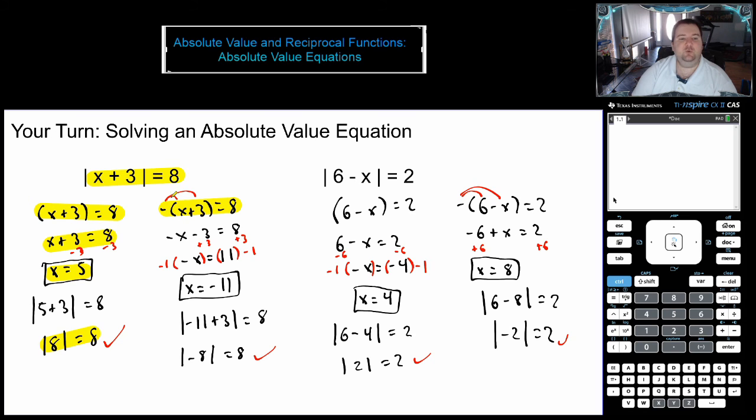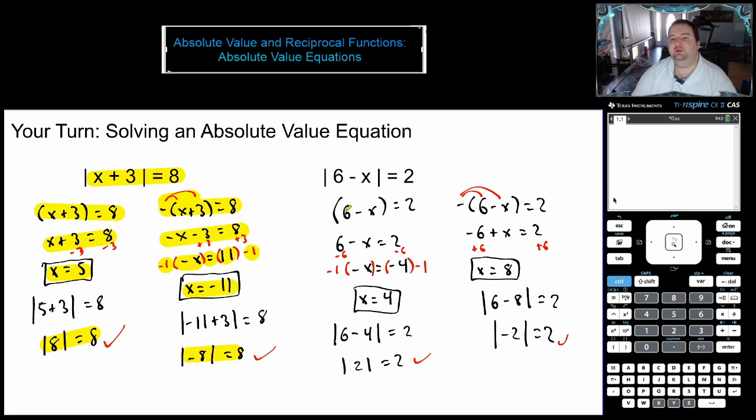On the second one, of course, you have to distribute that negative sign. When you do, you have negative x minus 3 equals 8. When you isolate the x, you end up with negative x equals 11. And then you make the negative x positive by multiplying both sides by negative 1, and x equals negative 11. And when you check that, of course, it works.